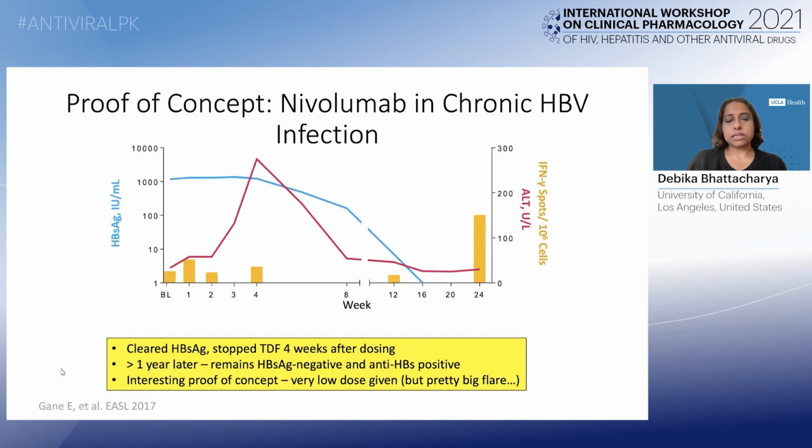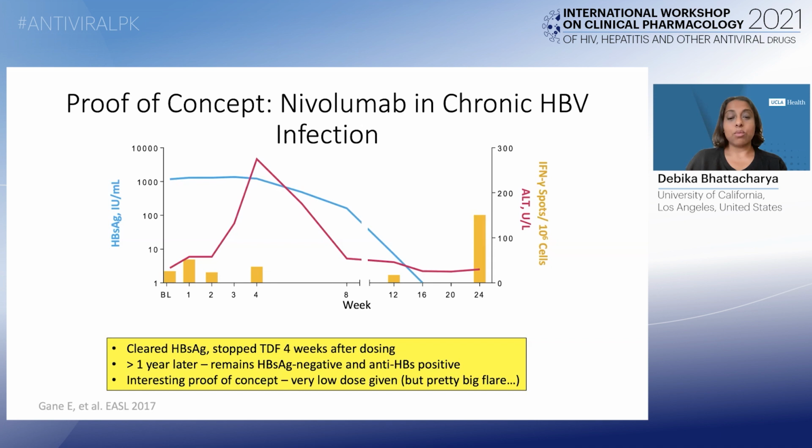And so, as a result of the rationale that's presented, there has already been a proof of concept study of the use of a PD-1 inhibitor, nivolumab, in chronic hepatitis B infection. In this particular study, which looked at approximately 24 patients with hepatitis B, participants were given one dose of an immune checkpoint inhibitor, nivolumab.